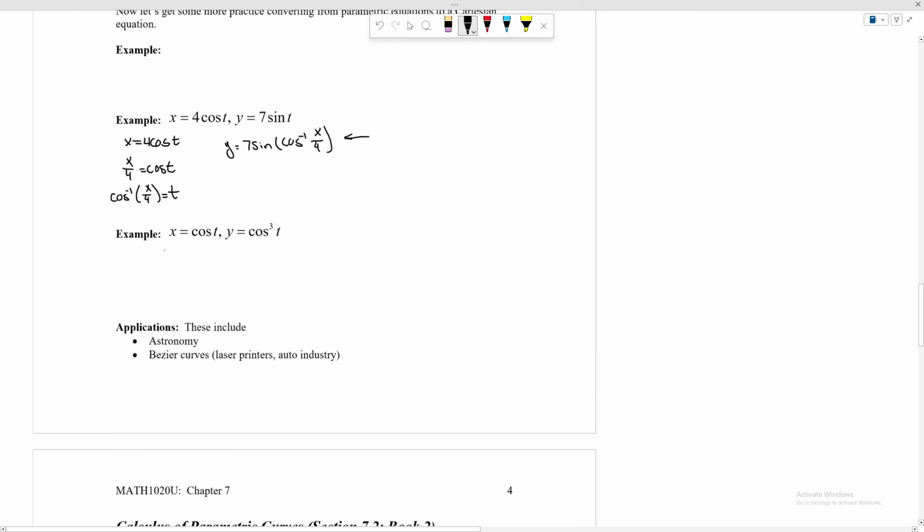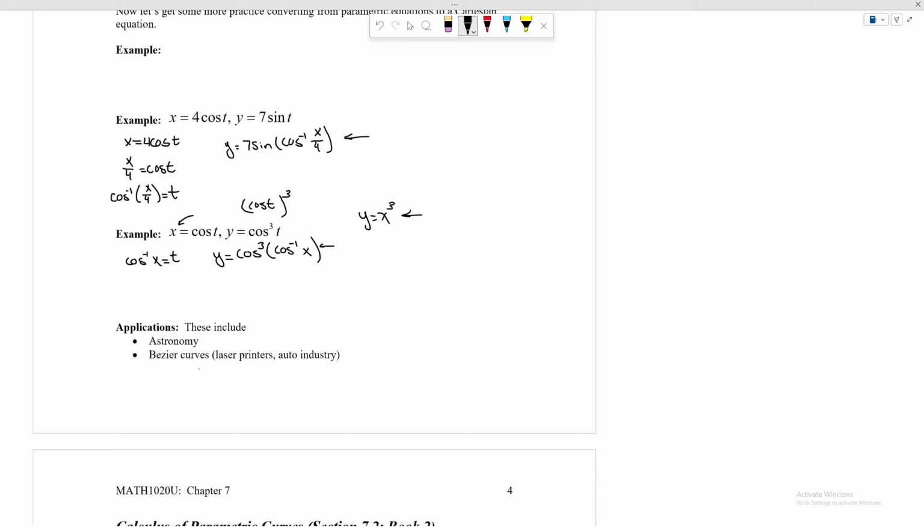And so I'll do the same thing here. This will just equal cos inverse of x equals t. And then you can sub that in, and you'll get your y equals cos cubed of cos inverse of x. The other way you could do this, you'll have to do some simplification here. The other way you could do this is, since this is technically cos t to the 3, and your x is already solved, you could just say y equals x cubed. And that is your Cartesian equation.